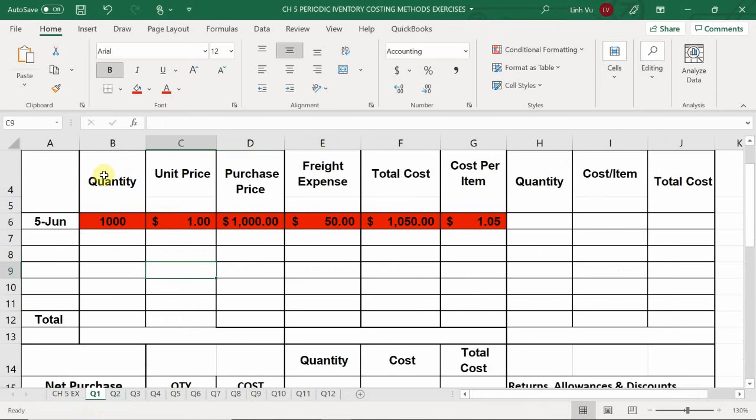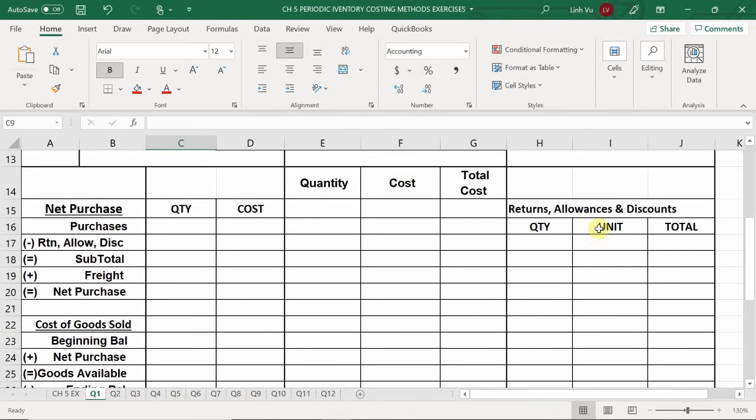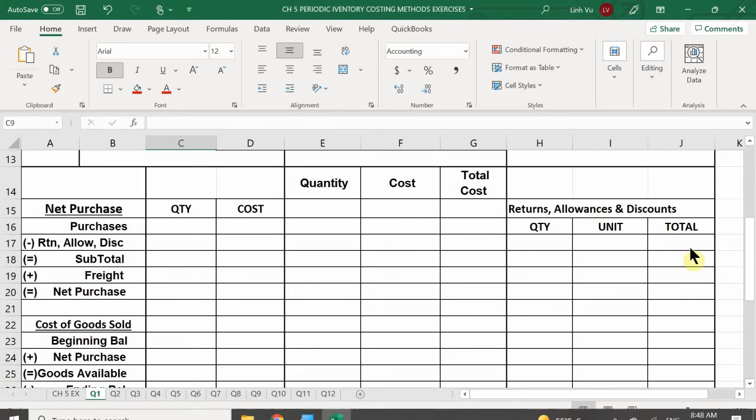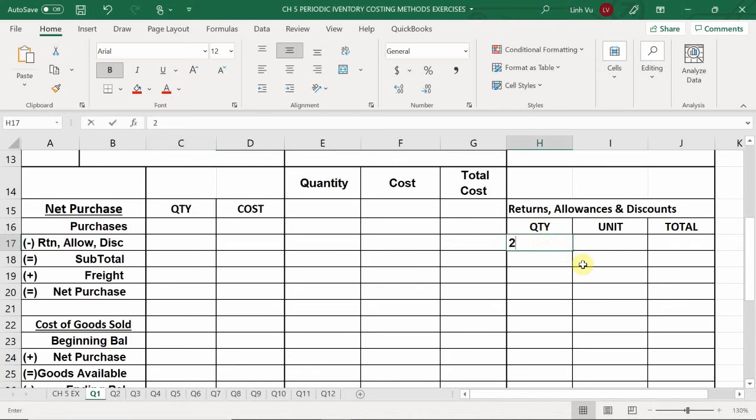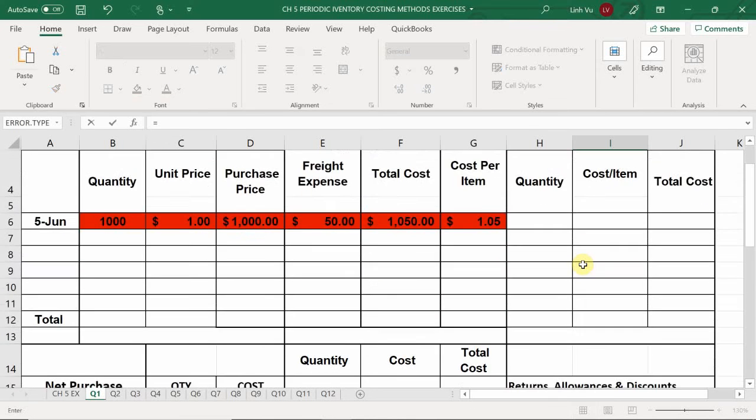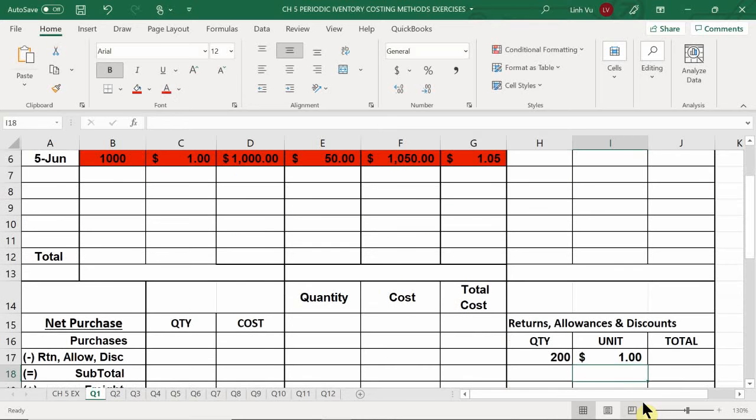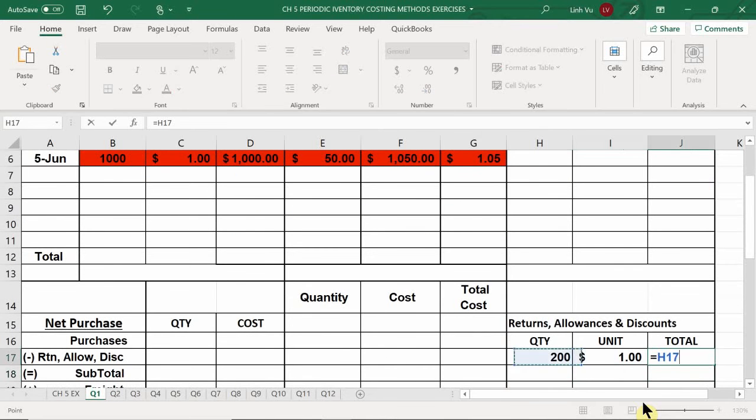Okay. So now let's go ahead and plug this into our inventory worksheet. This time, instead of focusing on the top, I'm going to focus on the bottom right half where it says returns, allowances, and discounts. In this case, I returned 200 units. How much did it cost me? Well, I only have one batch of inventory, so it cost me $1 each. Therefore, how much should my return be? It's going to be $200.